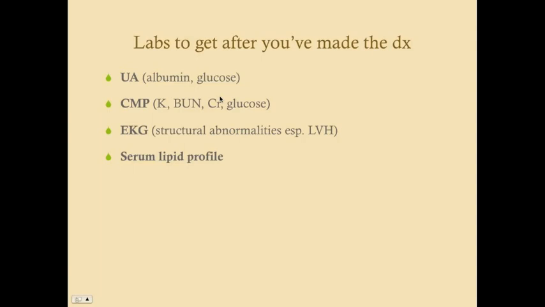So the labs to get after you've made the diagnosis of essential hypertension: you want to get a urinalysis, and the reason we get a urinalysis and a complete metabolic profile for that matter is because we want to see if there's any damage to the kidney. So we want to see if there's microalbuminuria, we want to see if there's glucosuria, because that will tell us if there's any damage to the kidney. We want to have a BUN and creatinine level, because that'll tell us if there's any damage to the kidney. We want to get a glucose level because this patient may have developed type 2 diabetes, and if they have, we want to know that. We want to get a potassium level as well, because that will show if there's any renal dysfunction.